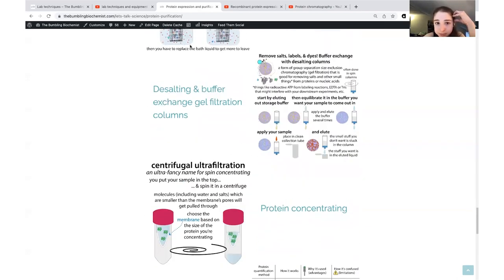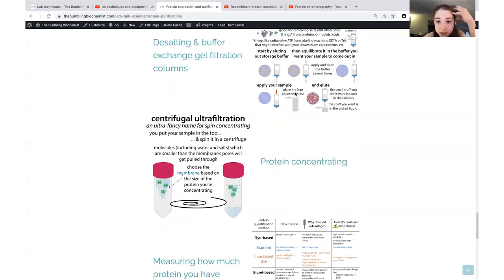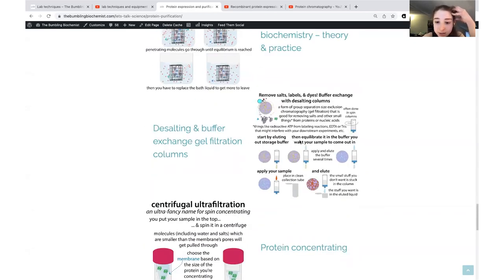You can also do buffer exchange or diafiltration using a desalting column. We talked about these a little before, when discussing RNA purification or labeled reaction purifications, but you can also use them for protein, and often they have bigger size ones you can use for a protein. A disadvantage of this versus dialysis is that this one's a lot easier, but you lose more.